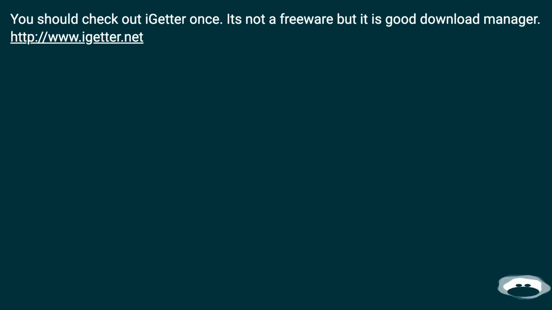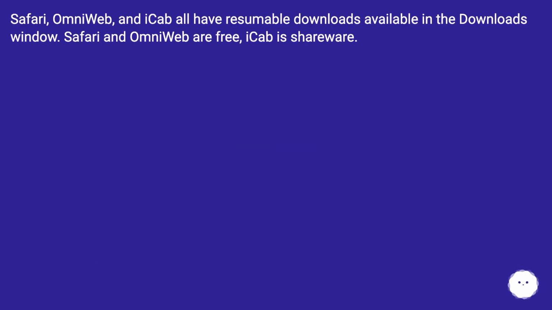You should check out iJetta once. It's not freeware, but it is a good download manager. This URL. Safari, OmniWeb, and iCab all have resumable downloads available in the downloads window. Safari and OmniWeb are free, iCab is shareware.